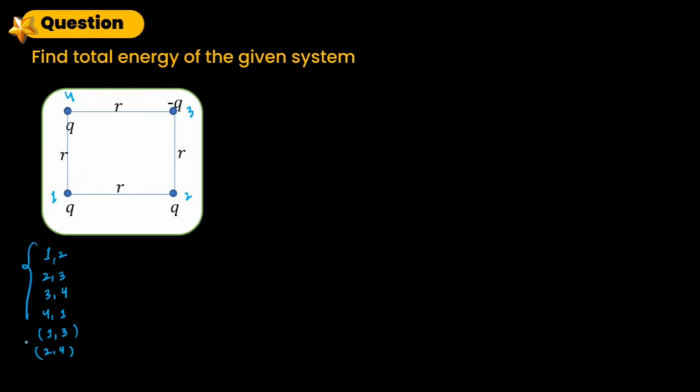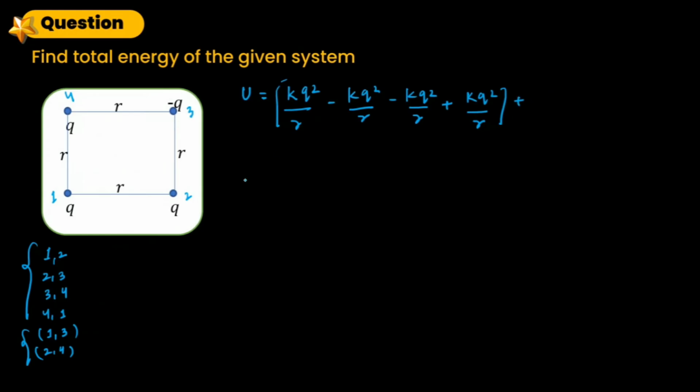So let us figure out what the potential energy will come out to be. For 1 and 2, it is kq square over r. For 2 and 3, it is negative of kq square over r. For 3 and 4, again it is negative of kq square over r. For 4 and 1, it is kq square over r. So that will become 0. Similarly, for the diagonals, for 2 and 4 it is kq square over root 2r, and for the other diagonal it is negative of kq square over root 2r.